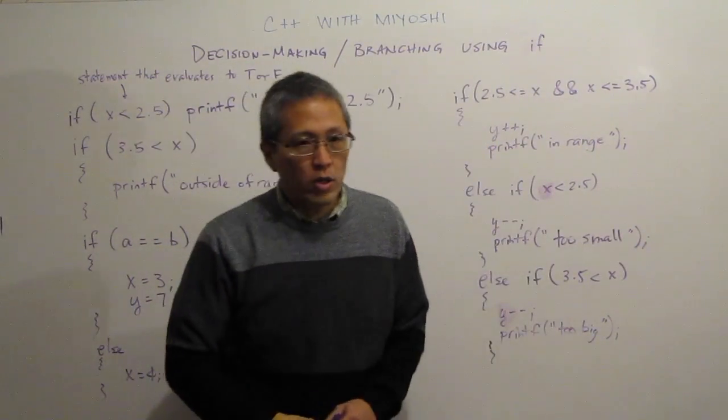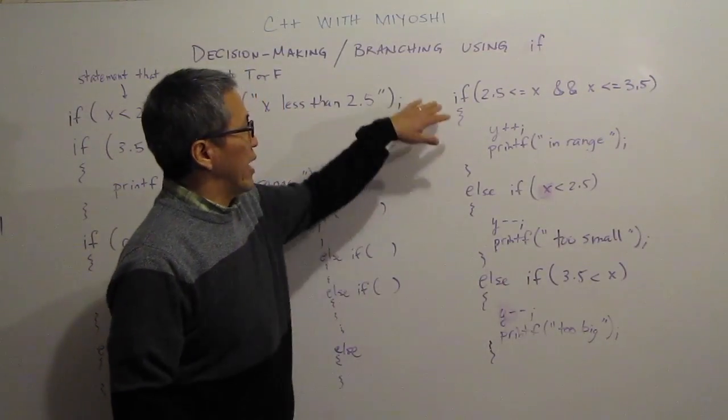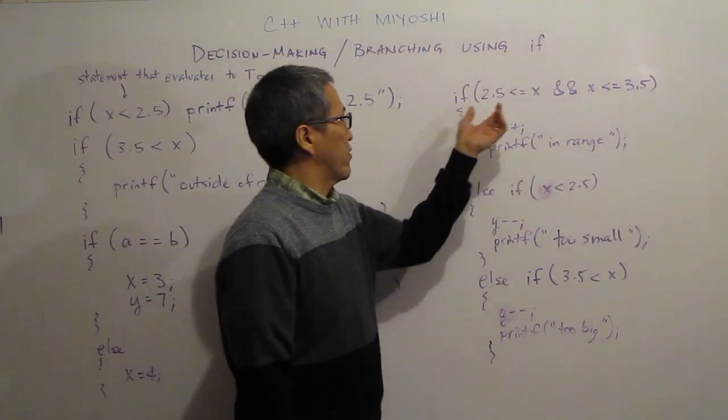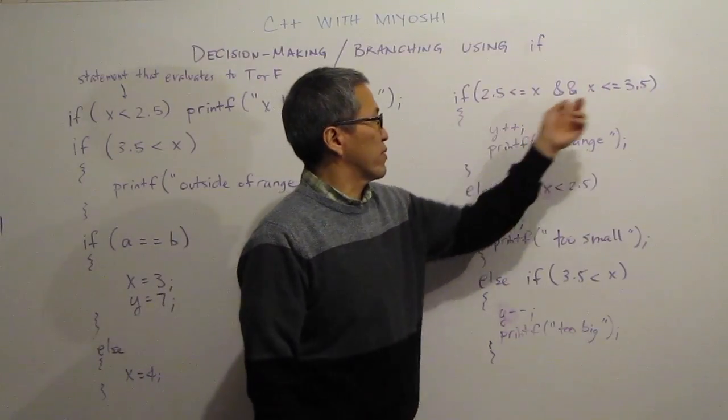Okay? Well, there's more to it than that. Here I have some compound statements. I have if x is between 2.5 and 3.5.